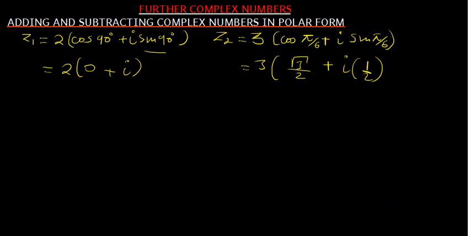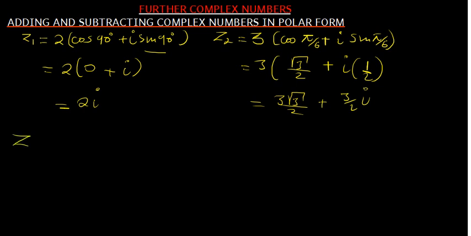Now let's go on and simplify. This will just give us 2i, because 2 times 0 is 0 anyway. Now this one, let's go on and multiply. This is going to give us 3 root 3 over 2 plus 3 times half, that will give us 3 over 2. Can put an i there.